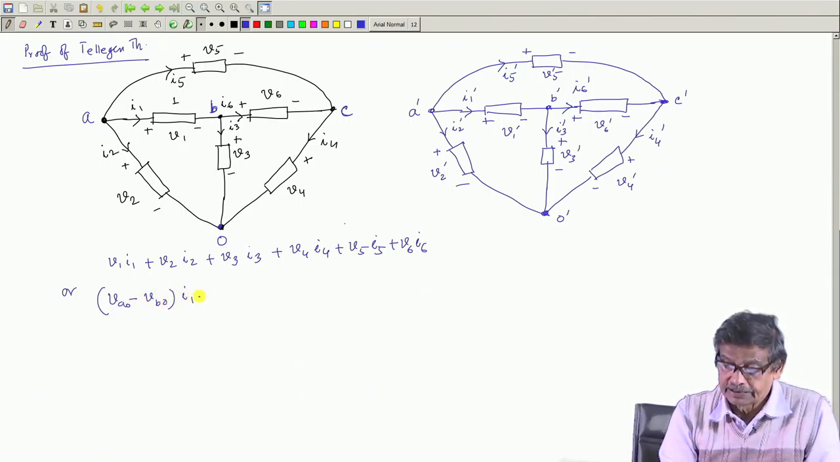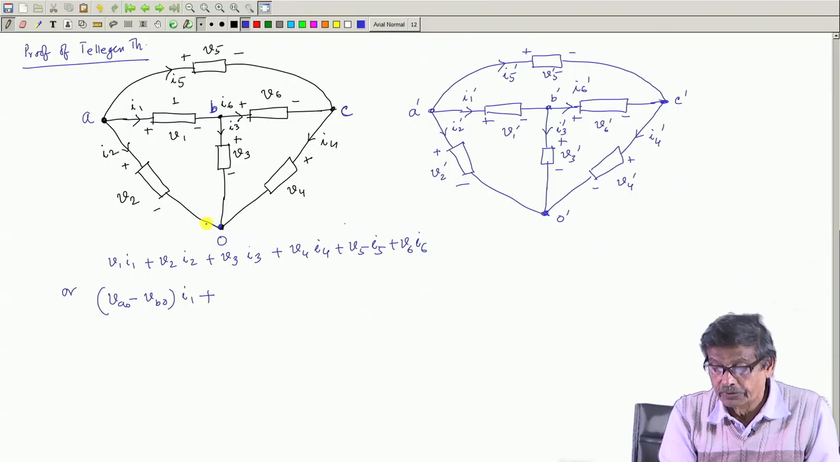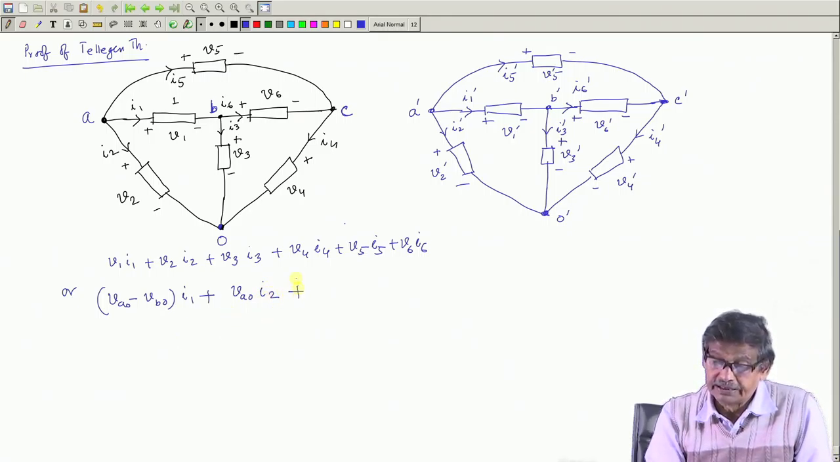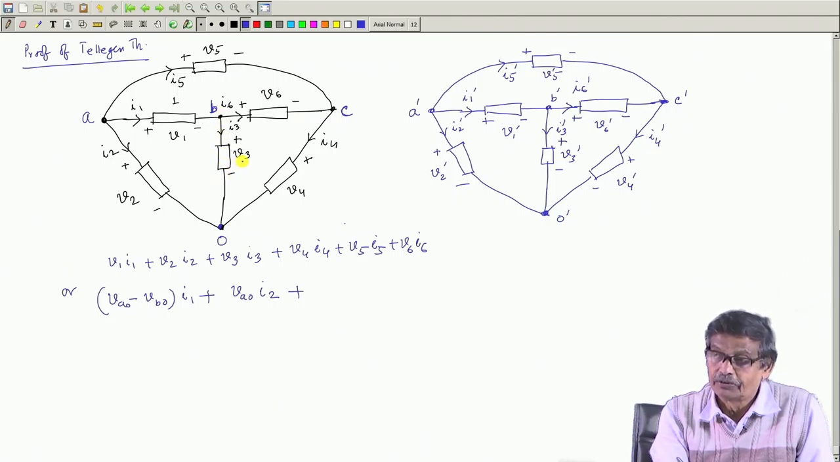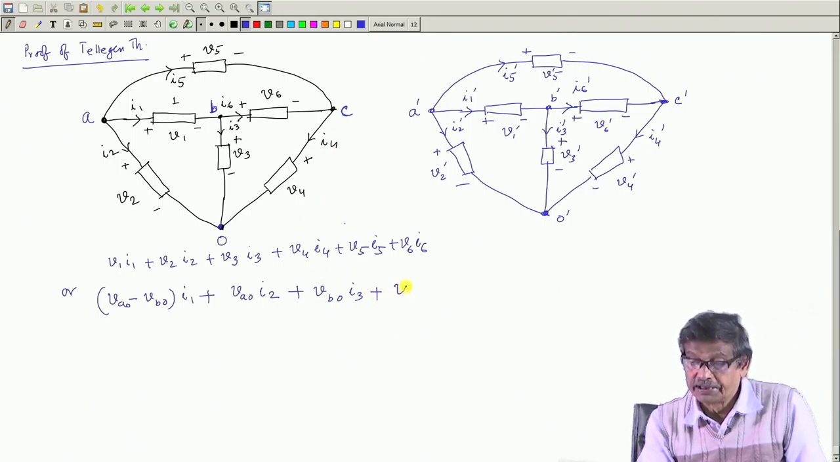I1, plus V2, voltage across this element 2 is VA0 itself, VA0 minus V00, that is 0. So, VA0 I2. For element 3, it will be simply VB0 is equal to V30. So, V0 into I3. For element 4, it is plus VC0 into I4.